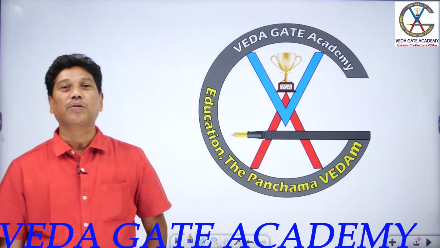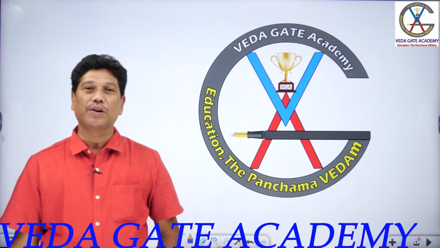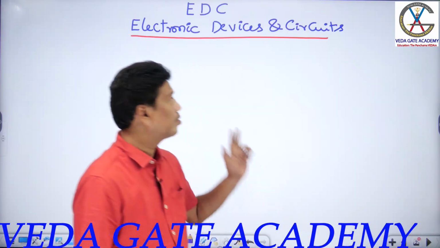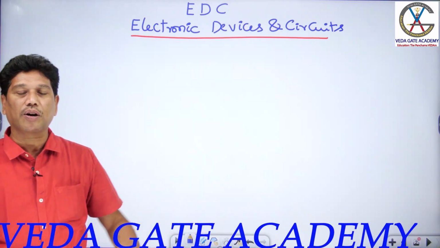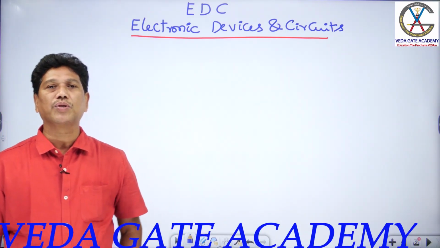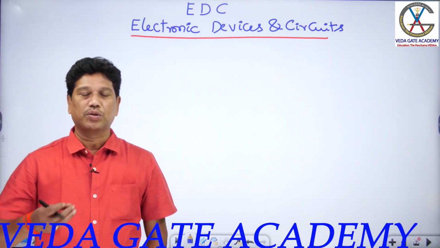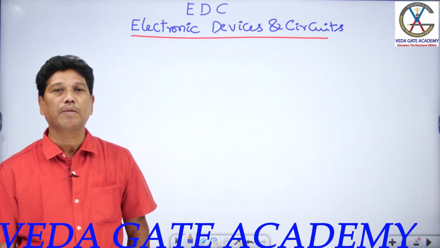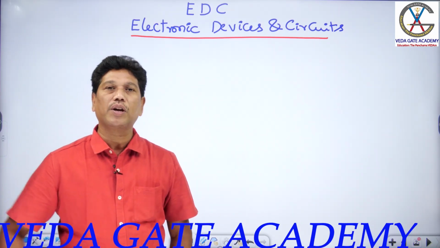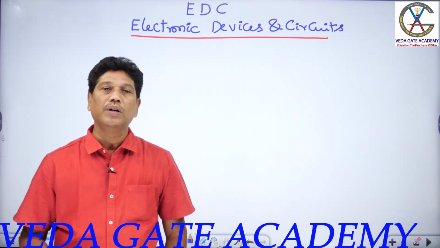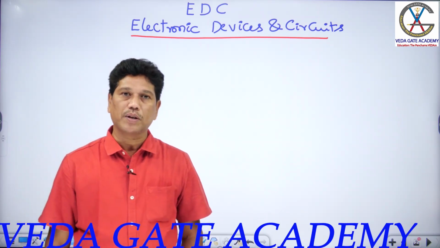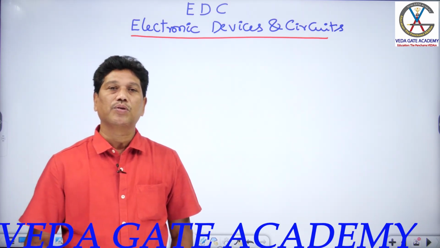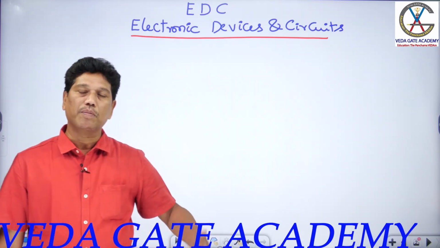Now we are going to discuss EDC, electronic devices and circuits. Electronic devices and circuits, shortly called EDC, is one of the papers with more weightage in the GATE exam. It can cover almost 12 to 13 marks in the GATE exam, and not only for the GATE exam. This EDC part is very useful for all other competitive exams, such as ISRO and DRDO. If you go into research, this EDC part is mainly useful.